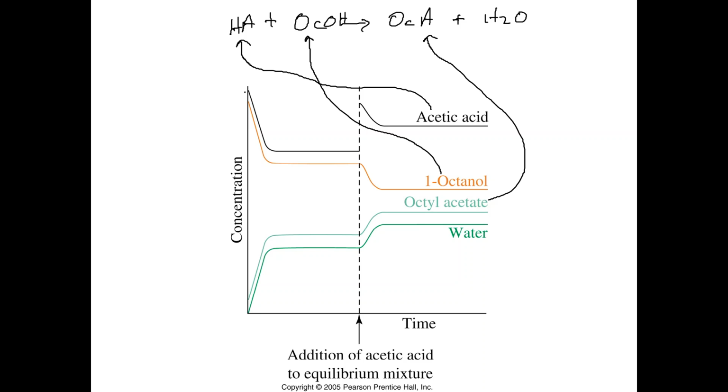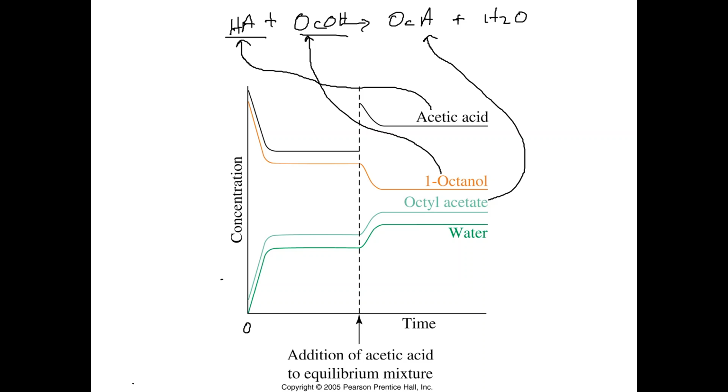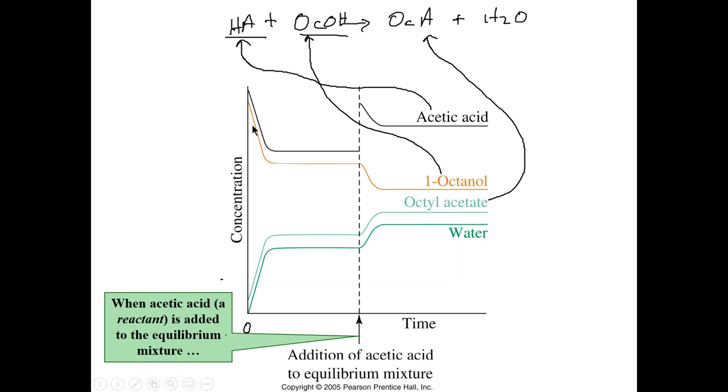In any case, basically this is what happens. You're starting from 0. This is time 0. And the only two substances present at time 0 would be acetic acid and 1-octanol, right? And then the reaction takes place. So as the reaction takes place, the concentration of the reactants decreases, while the concentration of the products increases going up here, right? And then you get to an equilibrium state where the concentrations are constant, right?